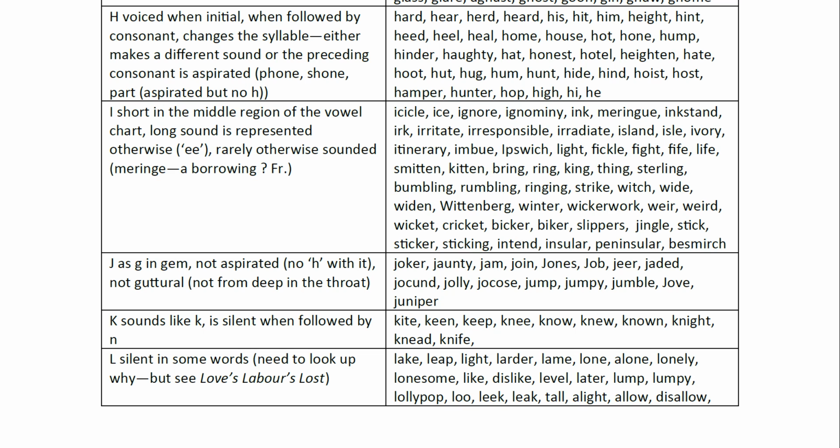High, and hi, are homophones. He is pronounced he. It was initially pronounced differently, and it became he. That might be part of the Great Vowel Shift or something.